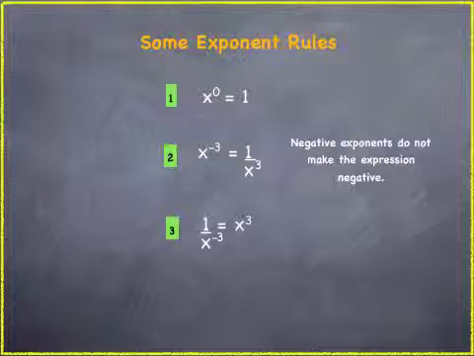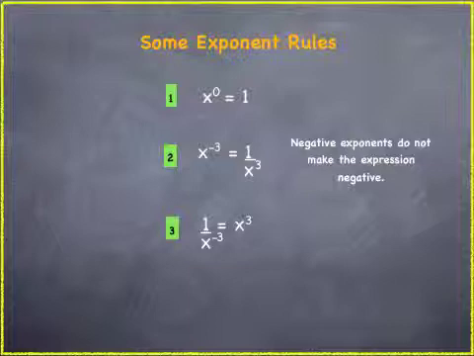In item 2, we have x to the minus 3 is 1 over x cubed. When you have a negative exponent, it does not mean that the term is negative. Basically, you want to use that negative exponent to simply move, in this case, x cubed, from the numerator to the denominator. And if you look at item 3, we have 1 over x to the minus 3.